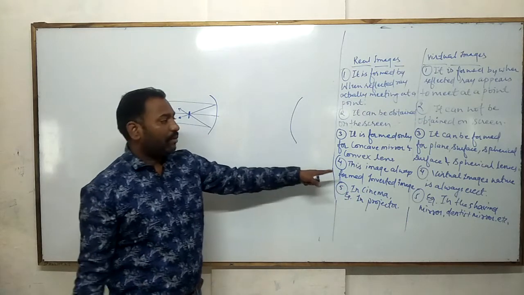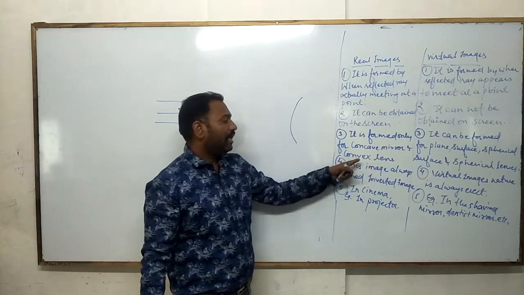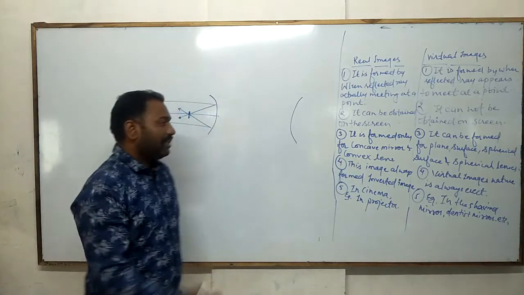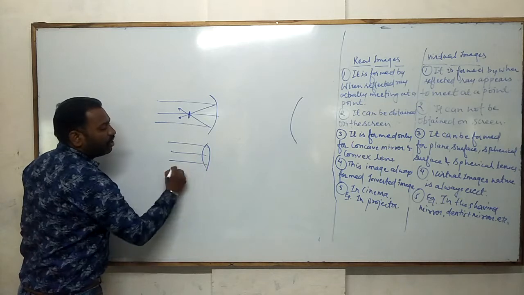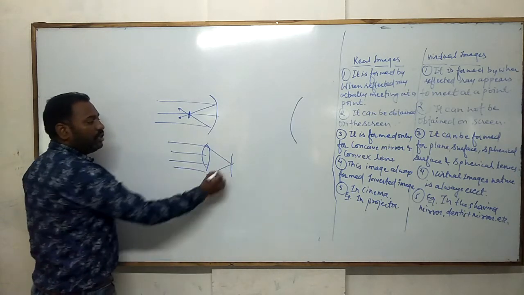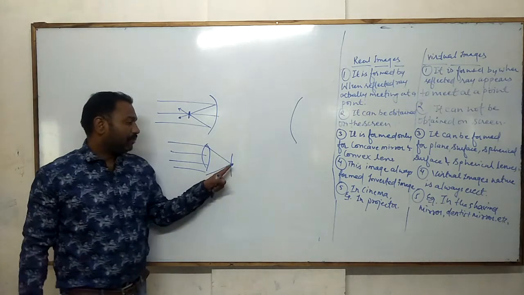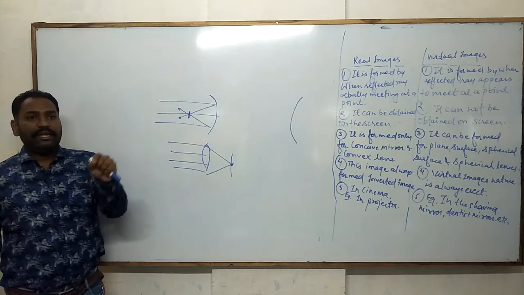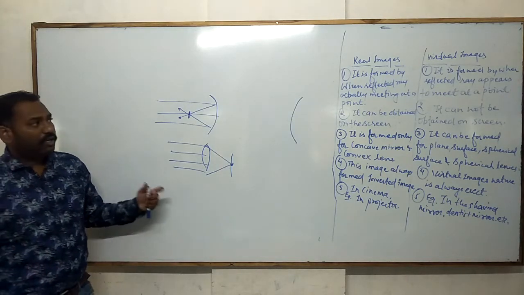When we study the convex lens and spherical lenses, we will also see the nature of the convex lens. Shortly I can draw it. This is the nature of a convex lens, and the rays are meeting at one point. Here the rays meet, so we can get this image on the screen. That is why they form the real image.